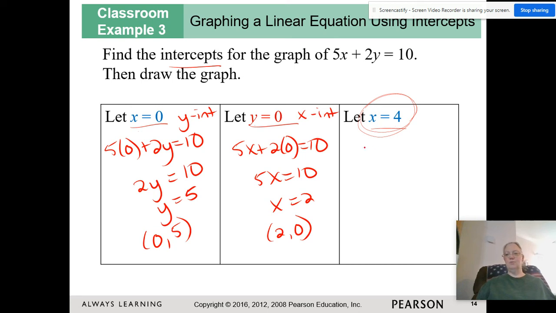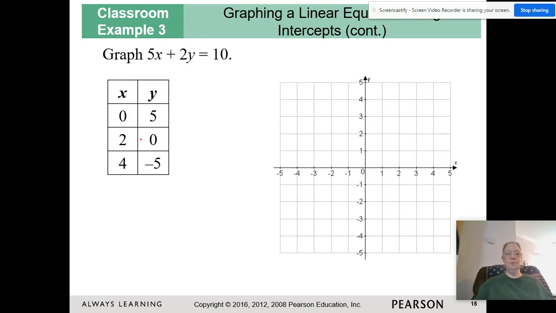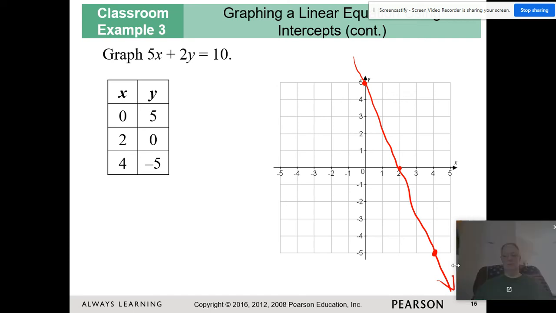And then plug in x equals 4. So 20, subtract, we get -10. And we get y is equal to -5. So 4, -5 will be our third point. All right, so 0, 5, go over 0, up 5, 2, 0, and 4, -5. And again, this is awful steep. And arrows. There you go.